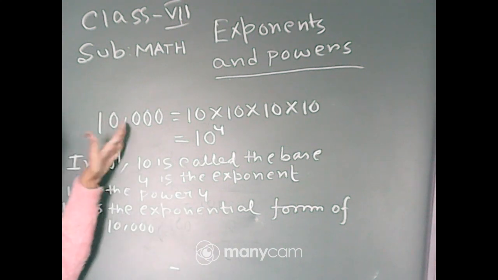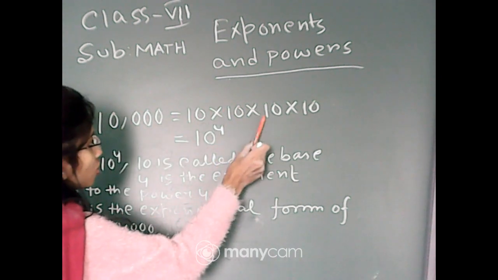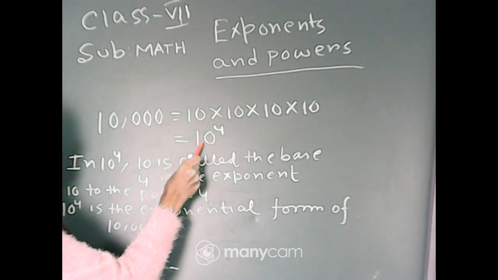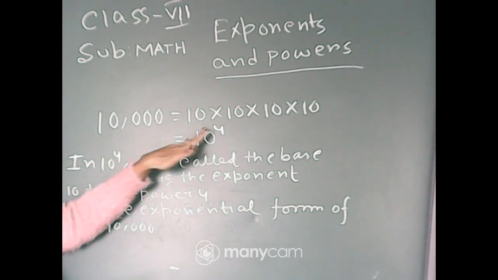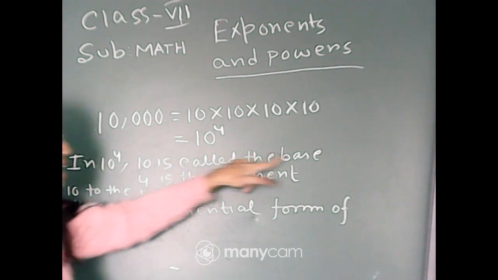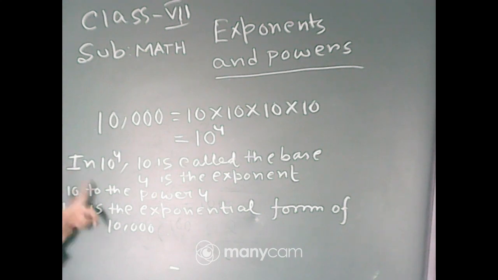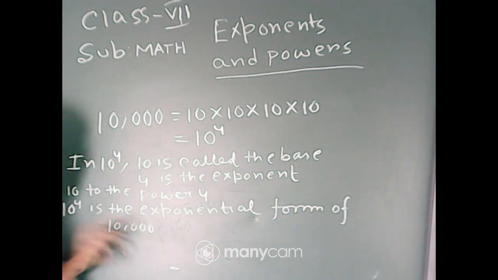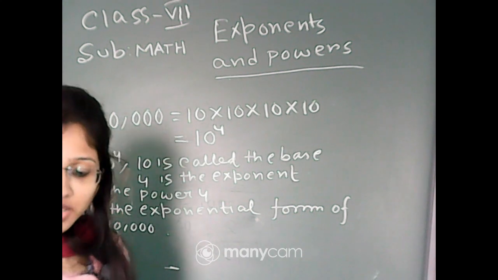Again I repeat, first we consider the number 10,000 and we can write it as 10 cross 10 cross 10 cross 10. Here 10 is 4 times, so we can write it as 10 to the power 4. In this short notation, 10 is called the base and 4 is the exponent, and we read it as 10 to the power 4, and therefore 10 to the power 4 is the exponential form of 10,000. Clear? Up to this portion, any problem? If you have any doubt, then you can ask me.